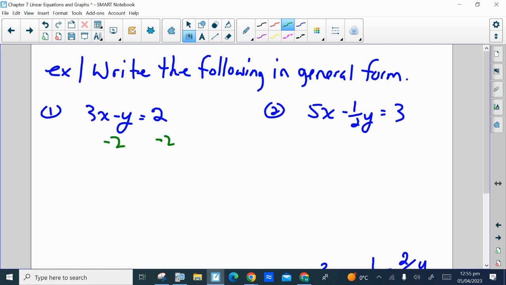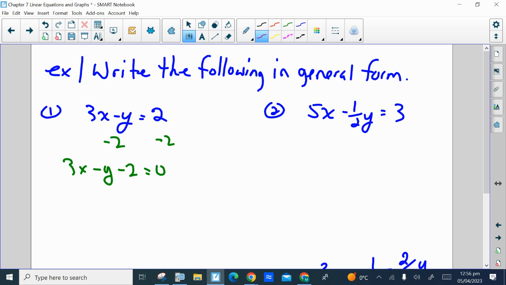We will subtract 2 from both sides because the x term is already positive. And then also remember the order was that we have our x term first, our y term second, our constant last. There's the equation in general form.